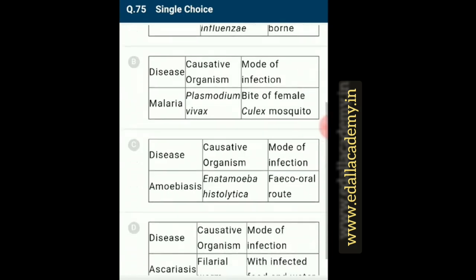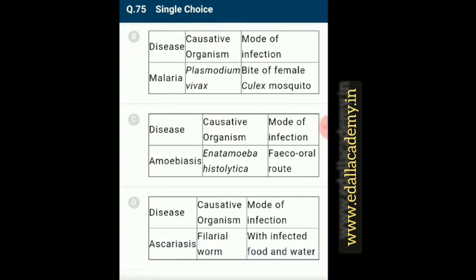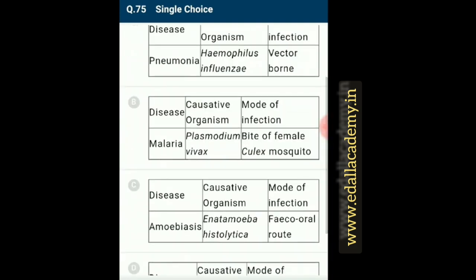Pneumonia is transmitted by droplet infection and not by vectors. Malaria is spread by the female Anopheles mosquito. Ascariasis is caused by a roundworm, Ascaris lumbricoides, and not a filarial worm. So the answer for this question is option C. The correctly matching one is C.